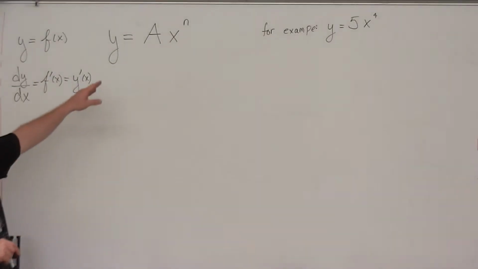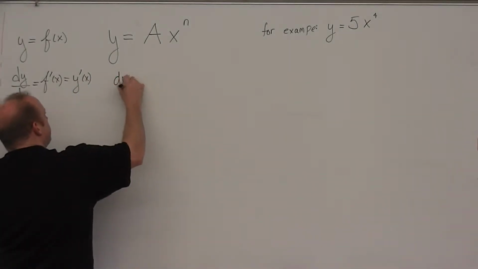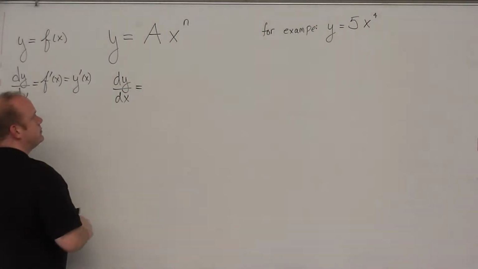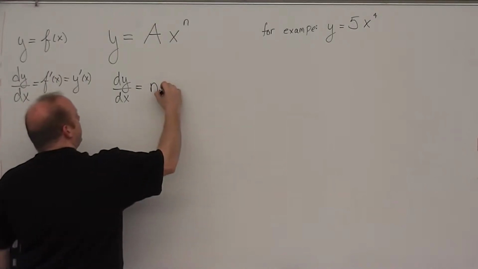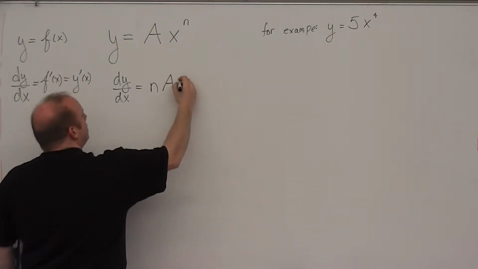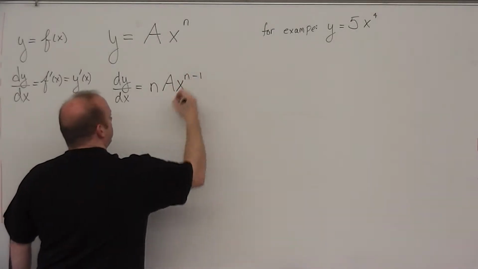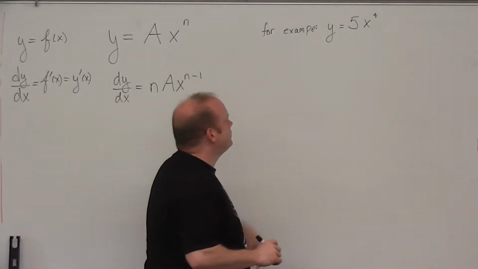So now, if y is equal to ax to the n, dy dx, the derivative of y, would equal n times a times x to the n minus 1.